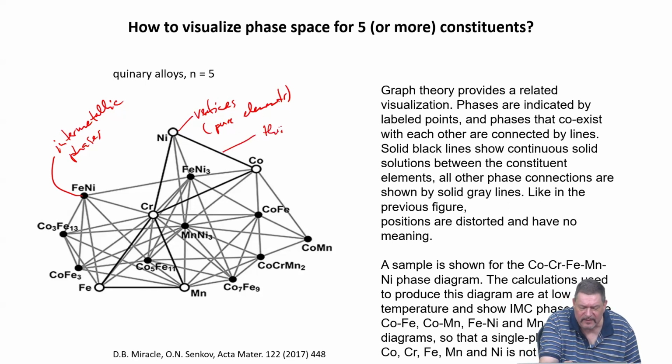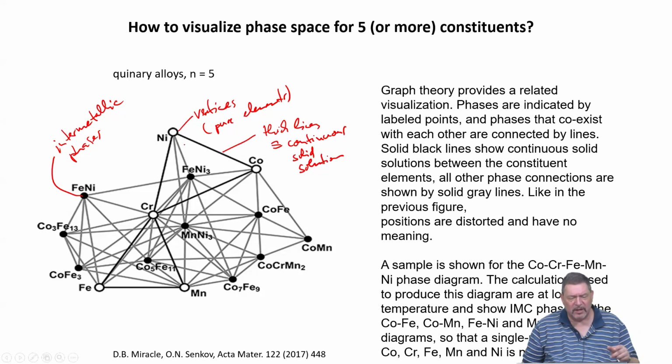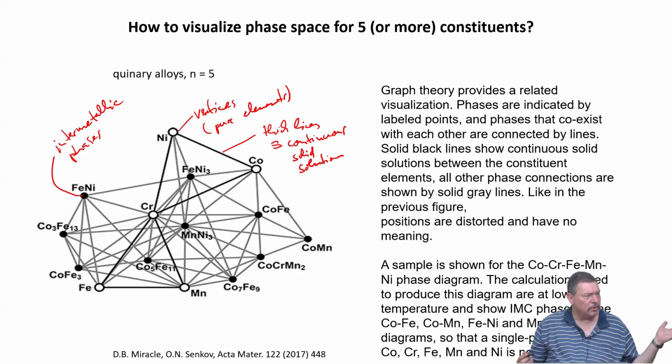These thick lines, it's a continuous solid solution, meaning you can mix nickel and cobalt in any proportion, and it will basically not form a new crystallography in the solid state.